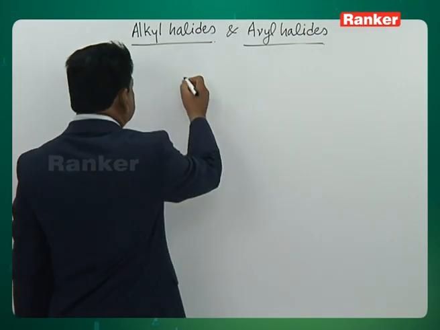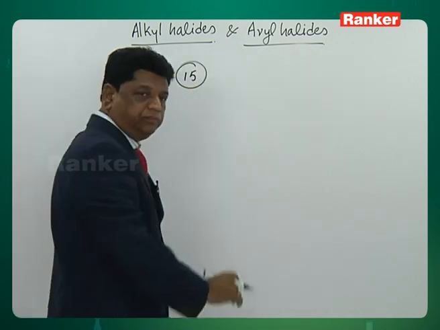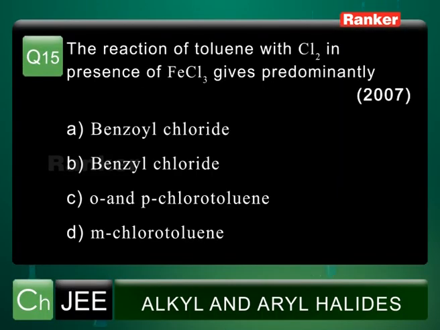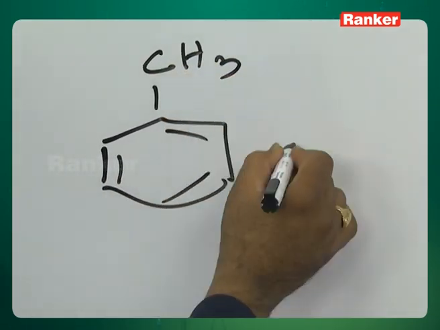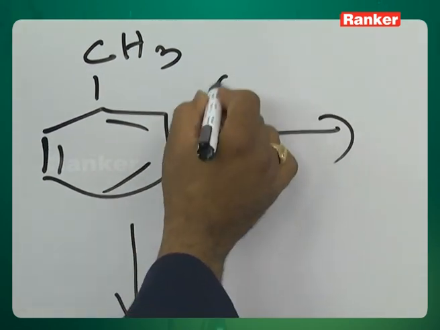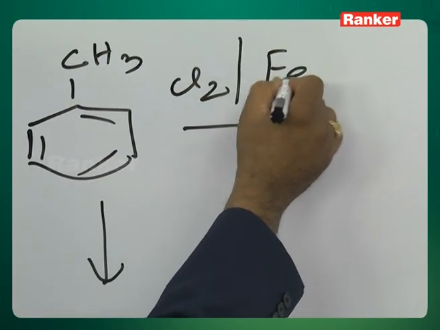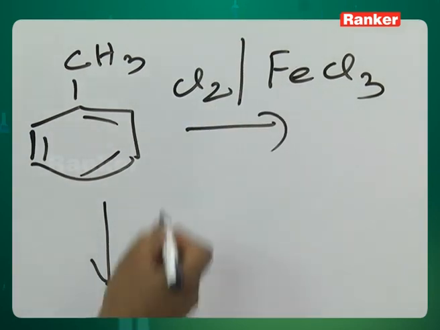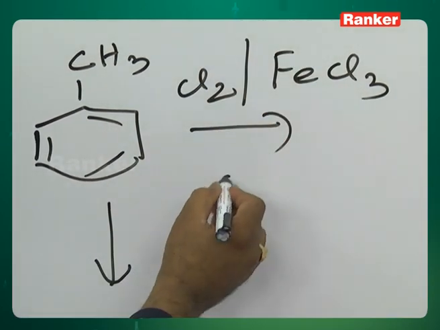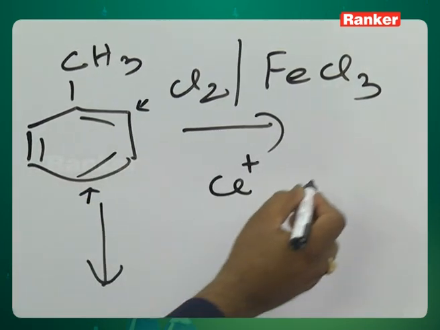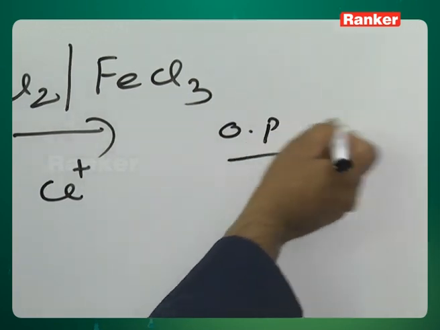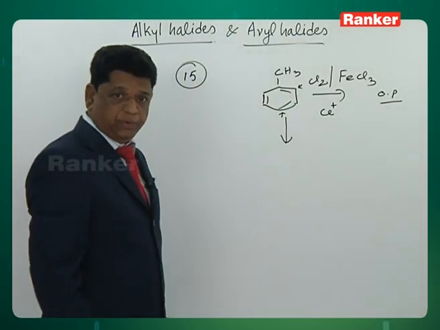Let's go to the next question, the 15th question. The reaction of toluene with chlorine in the presence of ferric chloride gives predominantly... Here the toluene can be chlorinated in two different ways. We have chlorine and anhydrous ferric chloride. The one Cl minus is trapped and you will get Cl plus, which attacks the ortho and para positions. So ortho and para substituted products will be formed, that is the electrophilic substitution reaction.